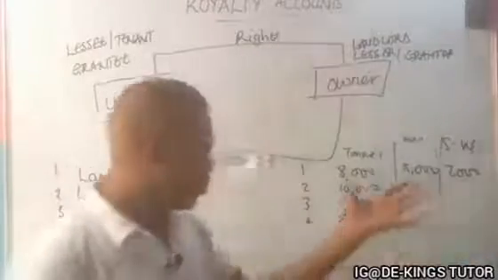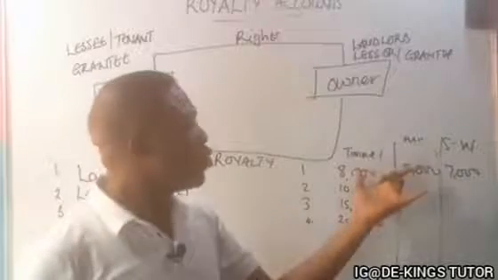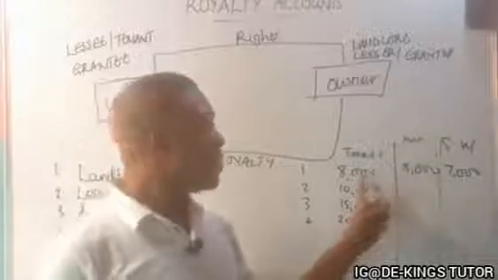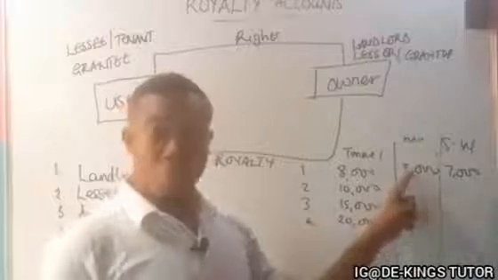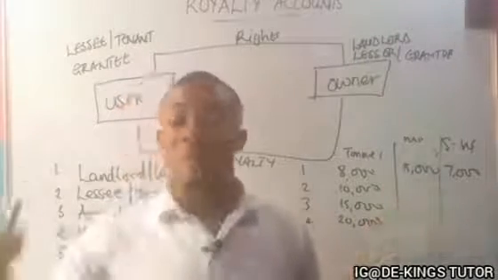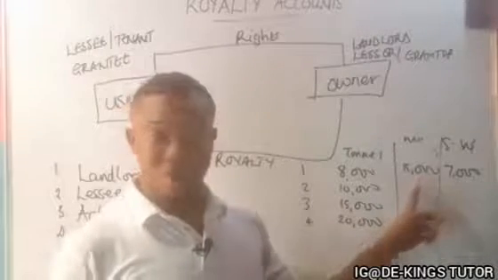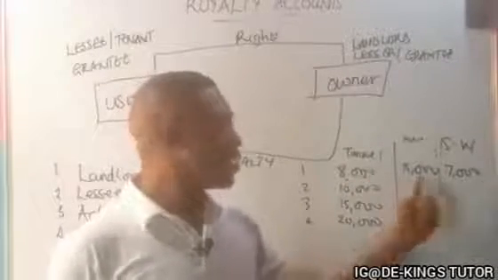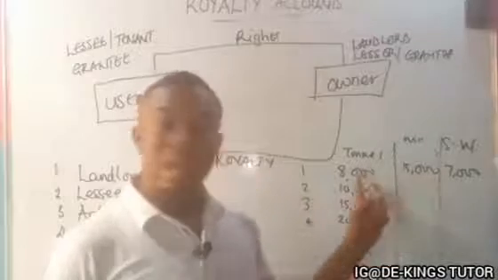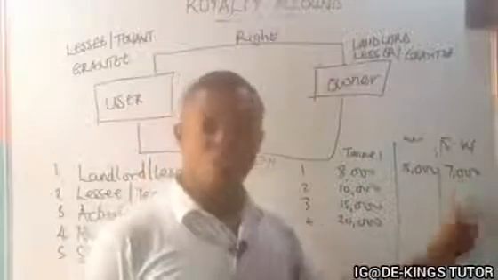So the user has to look for money elsewhere to pay up to this amount. If it is 8,000, remember he's supposed to pay 15,000. So the difference between the minimum rent over the actual royalty is what we call short workings.